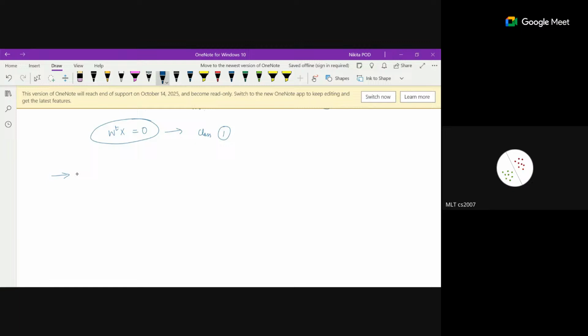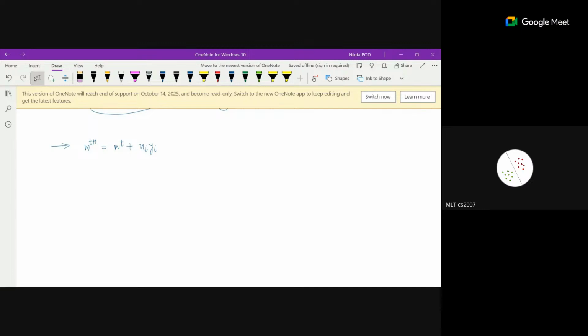I have one question, ma'am. How can we find that the update rule we are applying in Perceptron moves W in the right direction? See, the update rule is W_(t+1) is equal to W_t plus X_i Y_i.